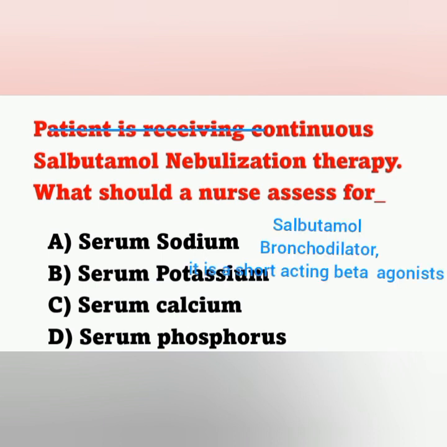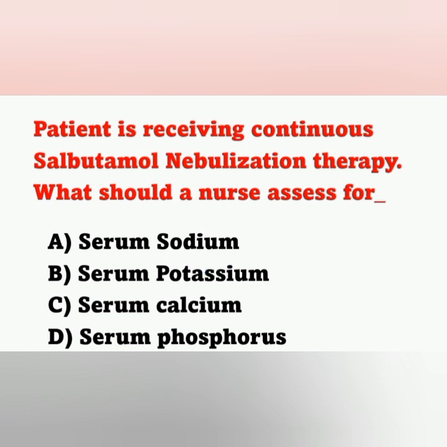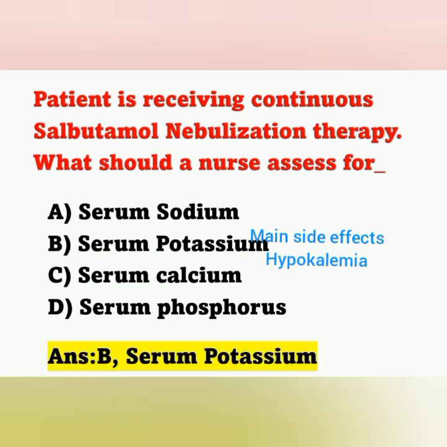Here the question is, patient is receiving continuous salbutamol nebulization. Salbutamol is an example of bronchodilator. It is a short acting beta agonist. Its main side effect is hypokalemia. So the nurse should check the serum potassium level. The correct answer is option B, serum potassium, because the side effect of this salbutamol therapy is hypokalemia.